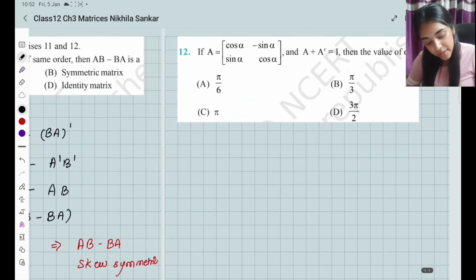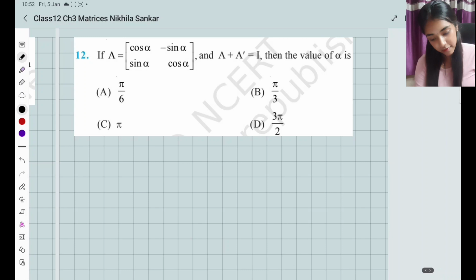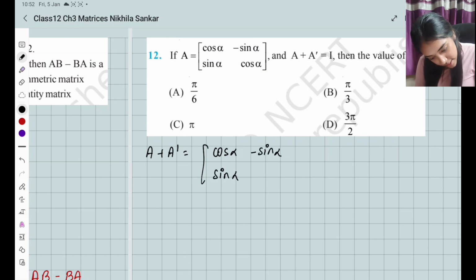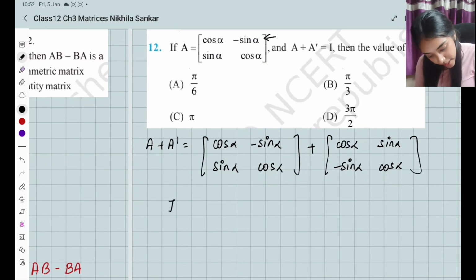Question number 12. A கொடுத்திருக்கு, then A plus A dash equals I, find the value of alpha. Okay, so A plus A dash பண்ணலாமா? So A plus A dash is going to be cos alpha minus sin alpha, cos alpha plus A transpose is going to be first row becomes the first column. So I have cos alpha minus sin alpha, cos alpha. And this is given to be I, identity matrix.